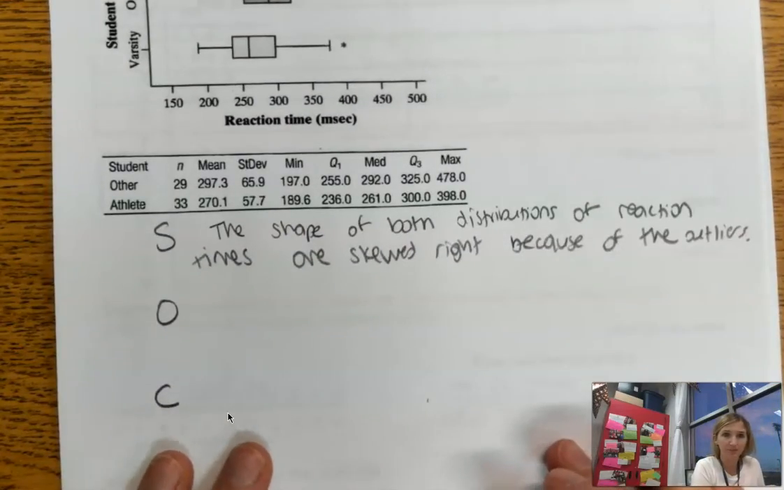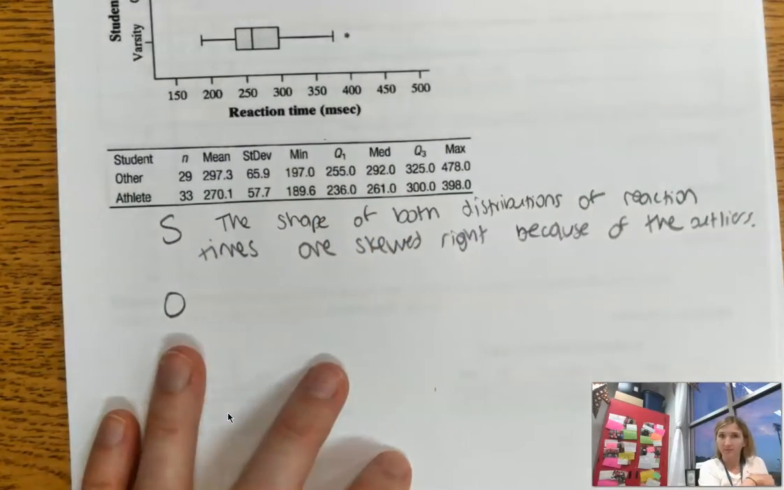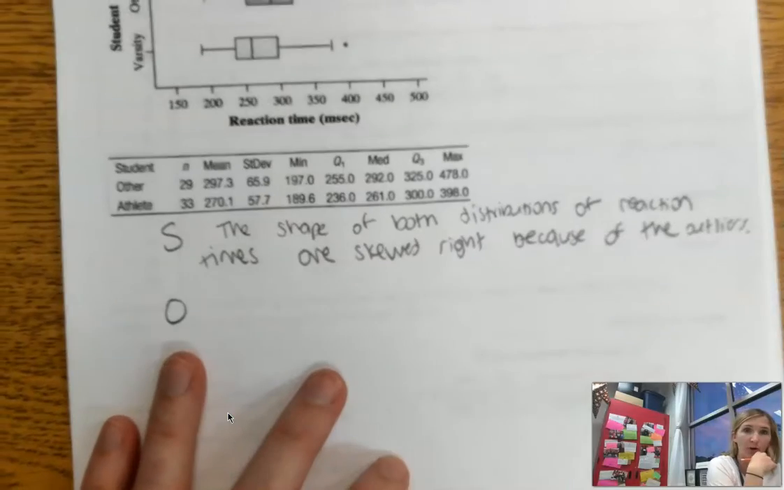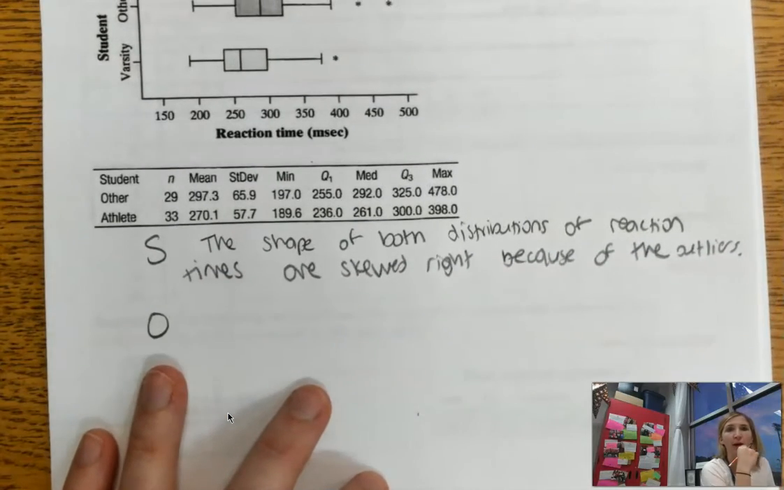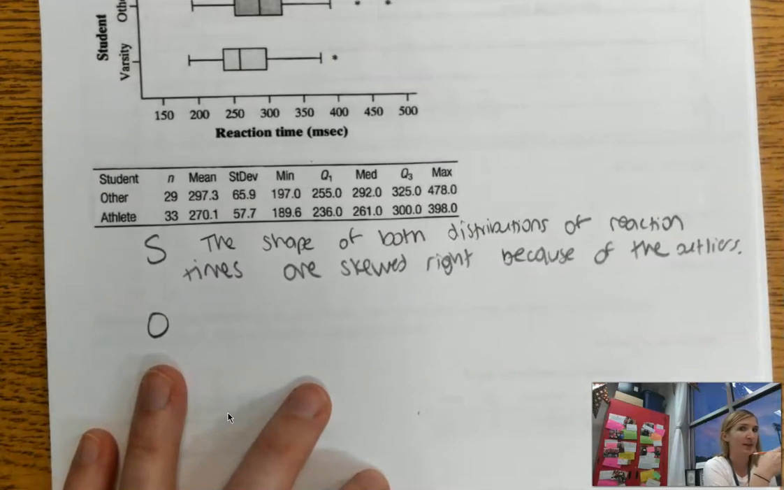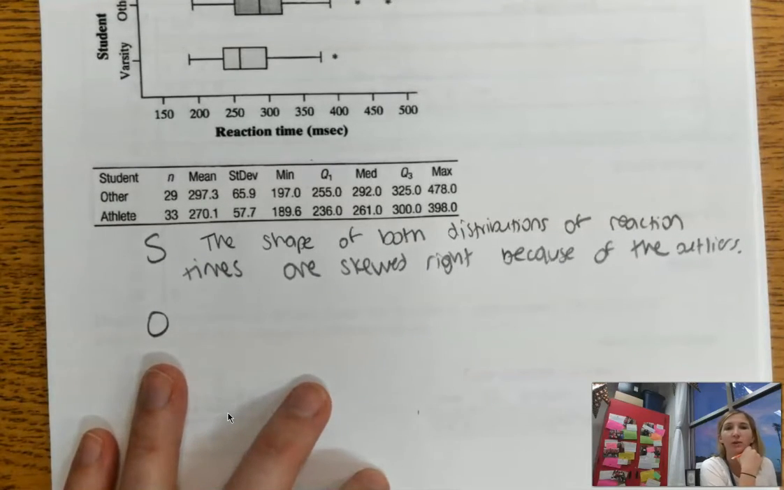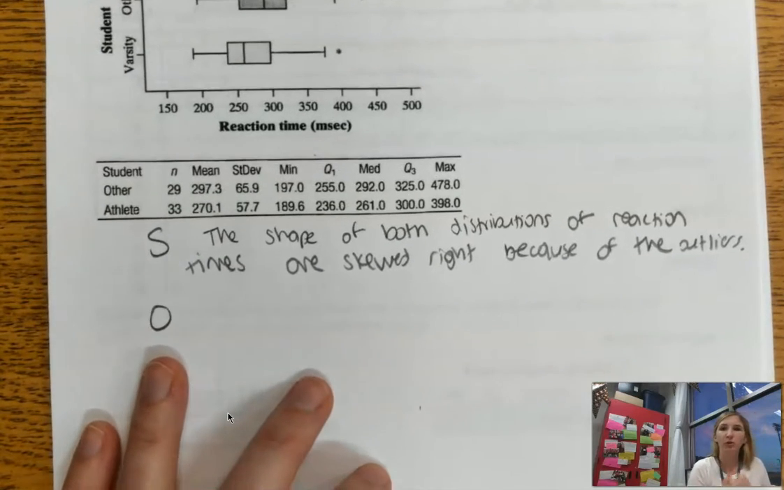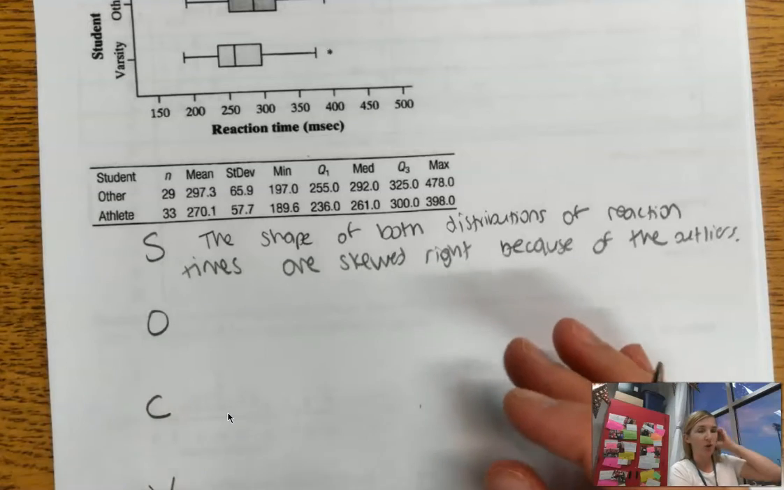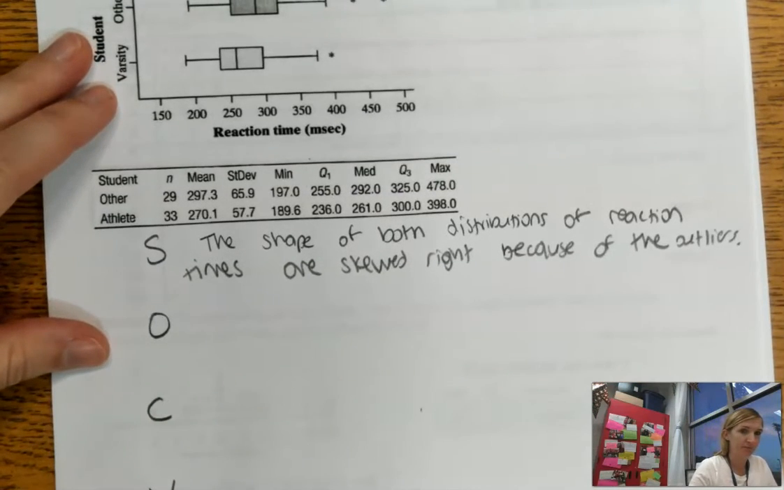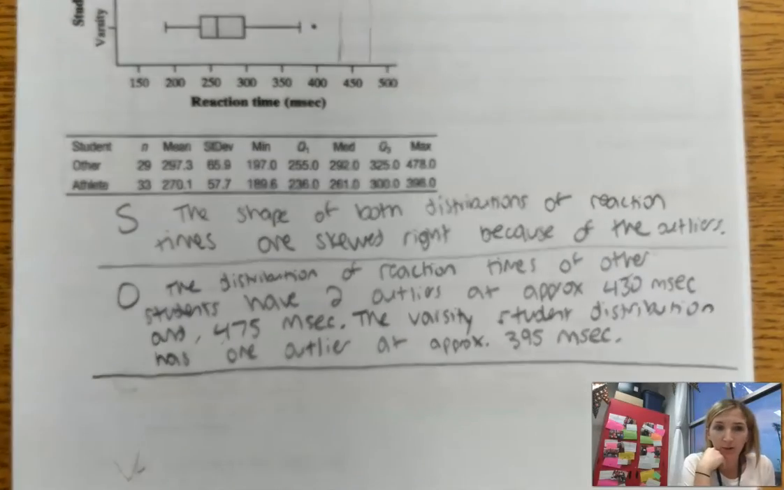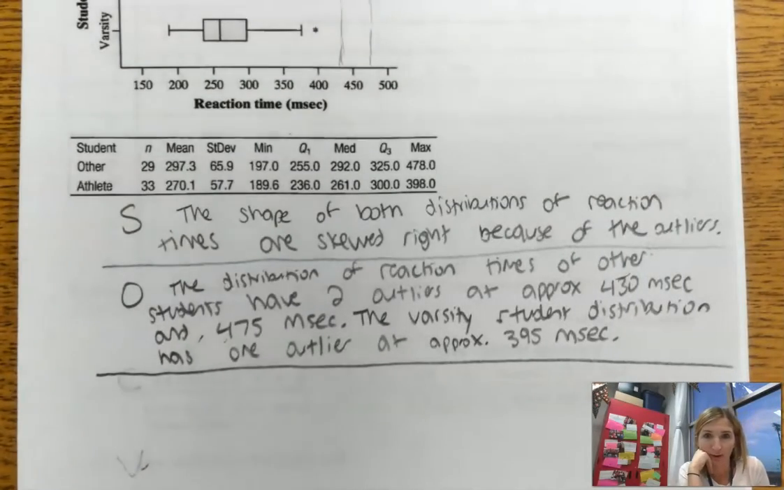All right, which leads me into O. O stands for outliers. So are there outliers? Yes, there are, and don't forget that we need to actually mention where they are, like what times they would be in each distribution. So go ahead and pause the video and practice writing a sentence. Be sure to include context and mention where the outliers are. Okay, so here's my outlier sentence. I'll read it to you because I'm sure my handwriting is terrible.